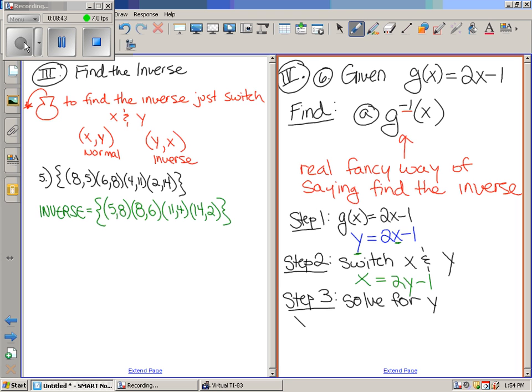So we have x equals 2y minus 1. We're going to add 1 to both sides. These cross out. We get x plus 1 equals 2y. And then we're going to come back up over here. Right? We're going to get that.